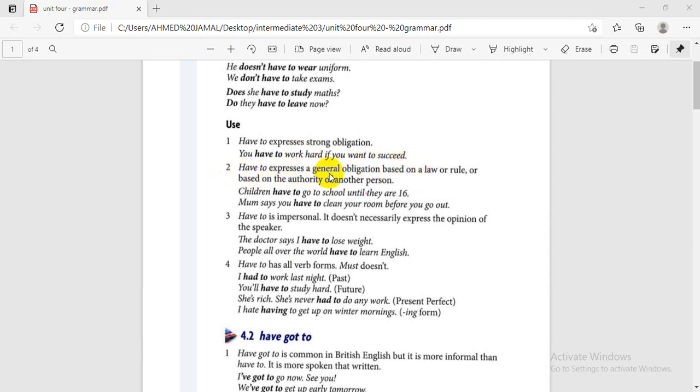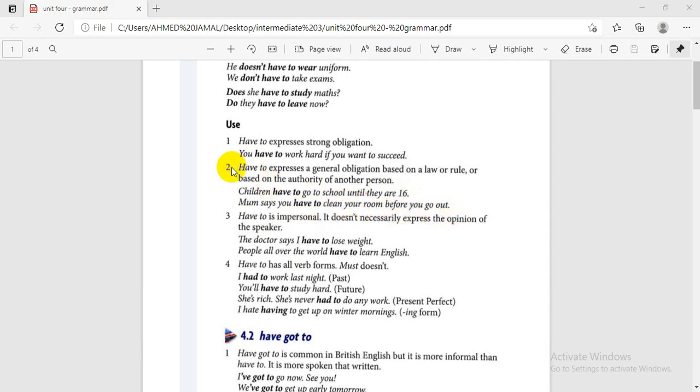2. Have to express general obligation based on a law or rule or based on the authority of another person. يجب أن تعبر عن التزام عام على أساس قانون أو قاعدة أو بناء على سلطة شخص آخر، اللي هي authority of another person. Children have to go to school until they are 16. Mom says you have to clean your room before you go out.